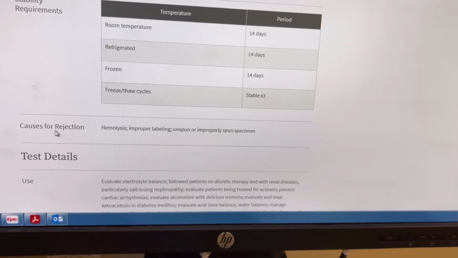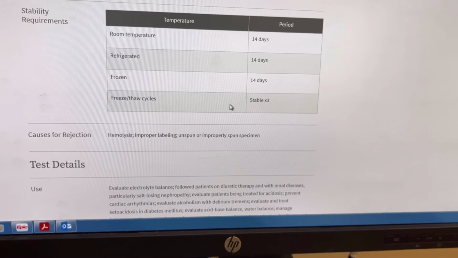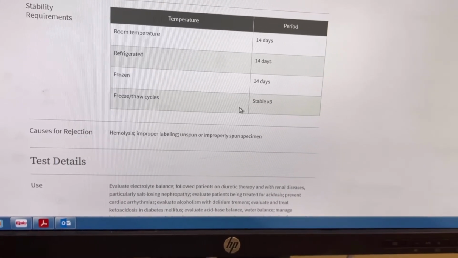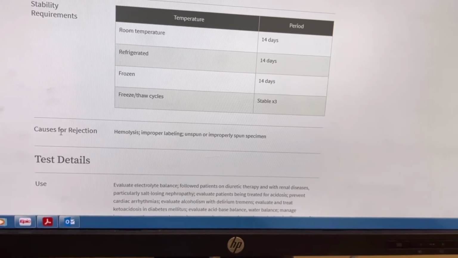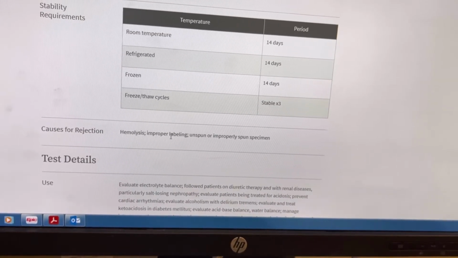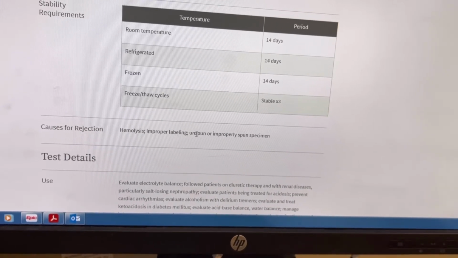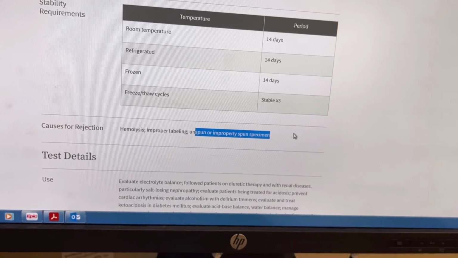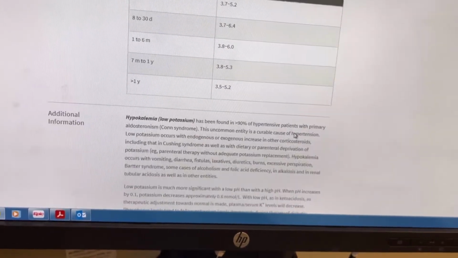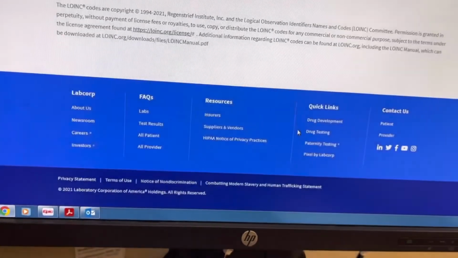And it'll also tell you why they would reject the sample, even if you drew it into a gold top tube. Even if you drew it in the correct tube, they're gonna reject it if the blood sample is hemolyzed, if it's not labeled correctly, or if you did not spin the sample. And there's a lot more information here, and yeah, you can see everything here.